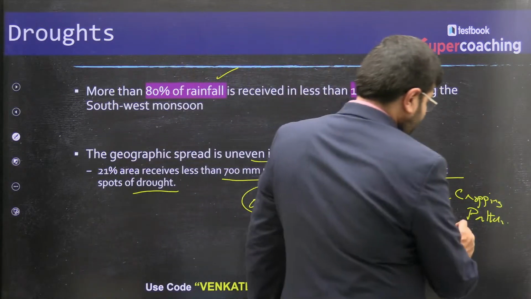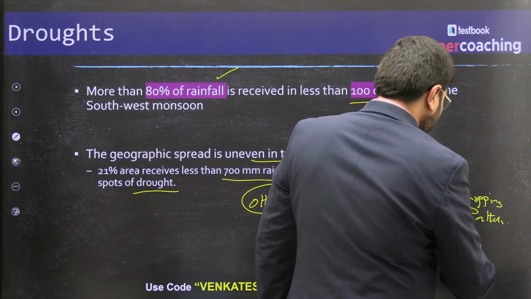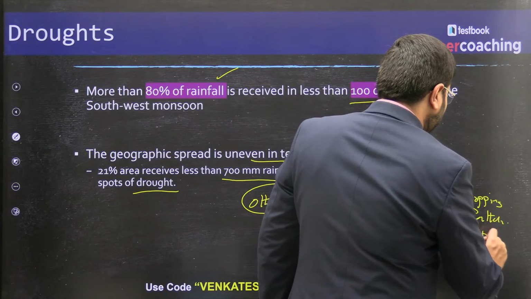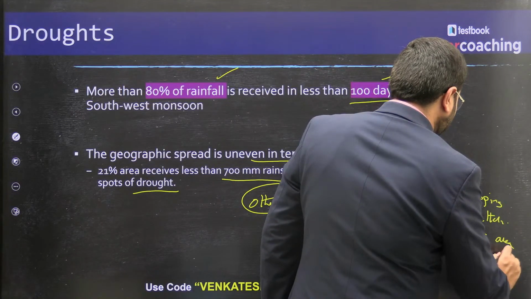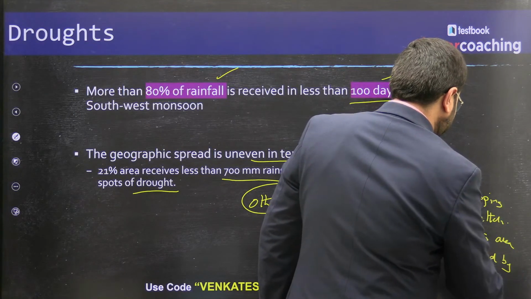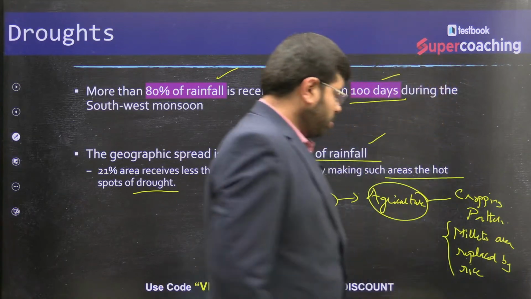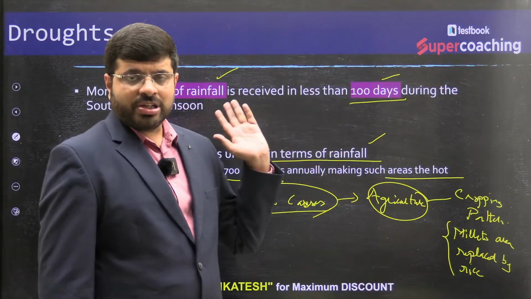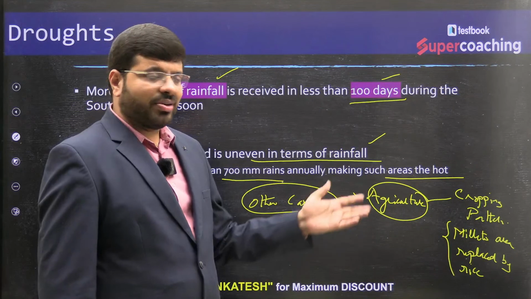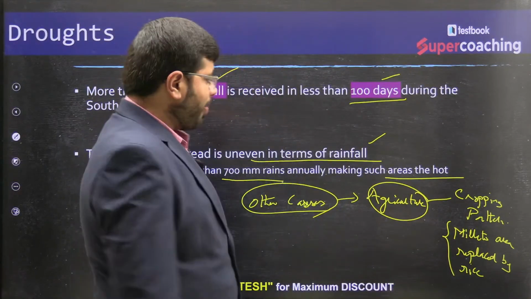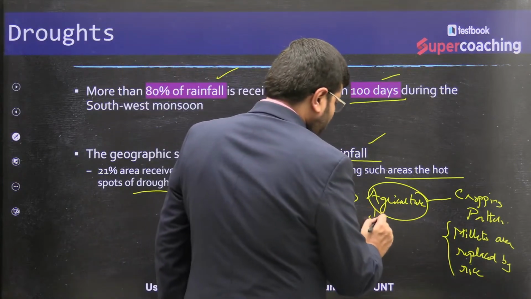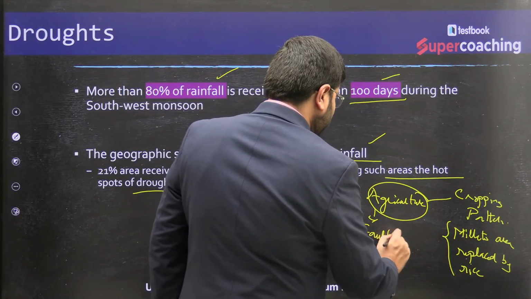Okay. So if you see historically, millet areas were replaced by crops like rice. Now the amount of rainfall is less, then you are always supposed to have a decent amount of planning, which is not there. Then you also had another kind of thing, faulty agriculture practices.